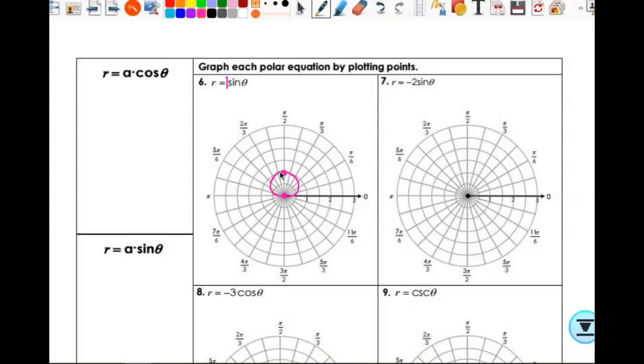Right now you can think of it as the x and y axis as we're kind of transitioning into it. Which way is it facing and what the diameter is, those are the important parts right there. Okay. All right, so now I have r equals negative 2 sine theta.